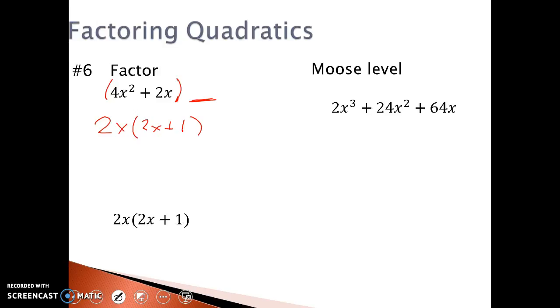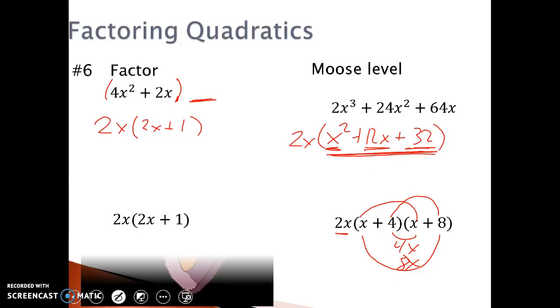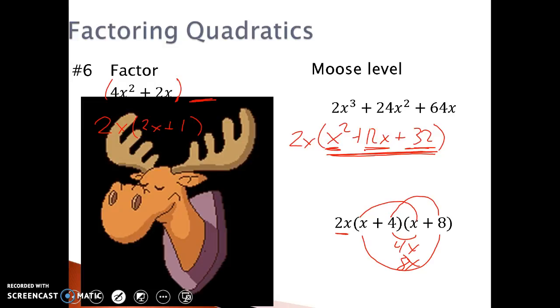Hopefully you've done that, and you're able to factor out maybe a 2x first. This is going to be x squared plus 12x plus 32. But then you can factor this expression further. And if you do that, you'll have the 2x on the outside, but then x times x gives you the x squared. The 8 times 4 does give you the 32. Then we have a 4x here, and we have an 8x here, and 4x plus 8x does give you 12x. And so that is the correct answer. You have reached the moose level.